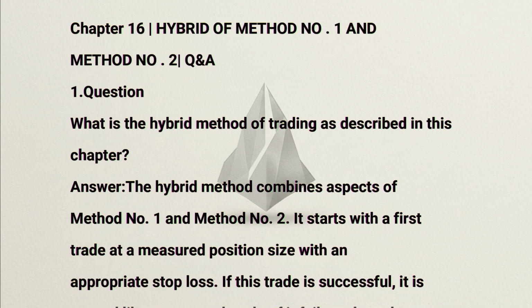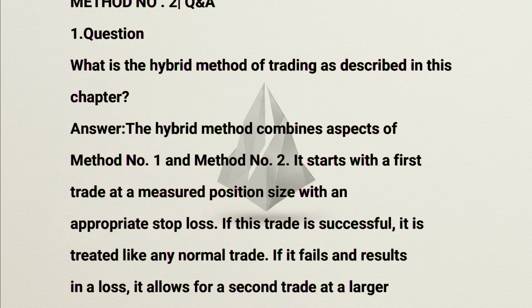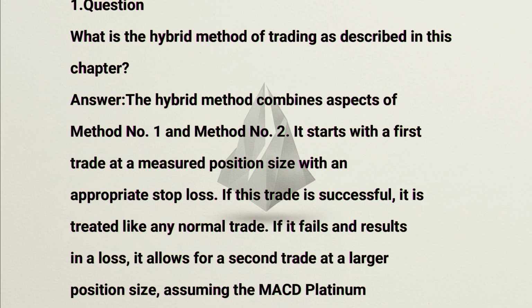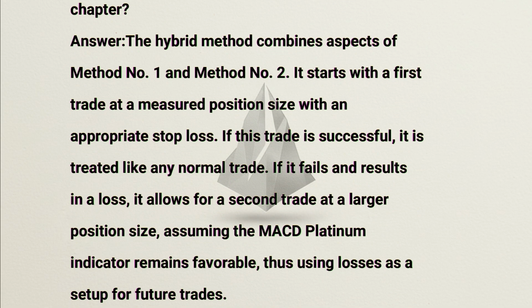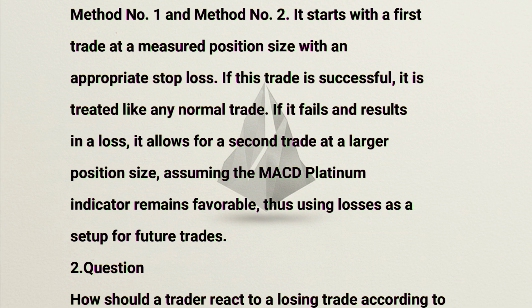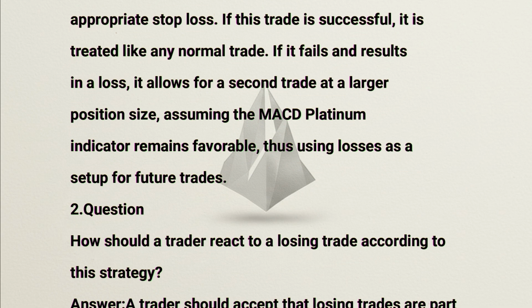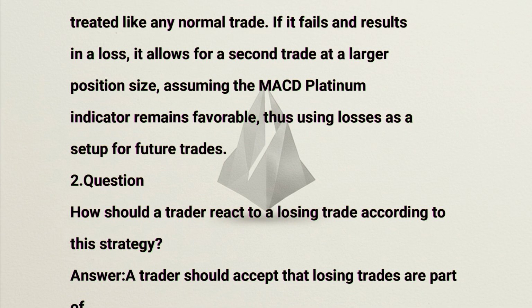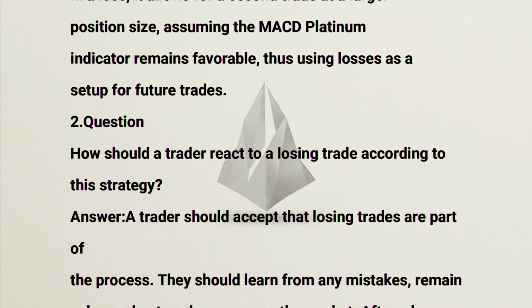It starts with a first trade at a measured position size within appropriate stop loss. If this trade is successful, it is treated like any normal trade. If it fails and results in a loss, it allows for a second trade at a larger position size, assuming the MCD Platinum indicator remains favorable, thus using losses as a setup for future trades.